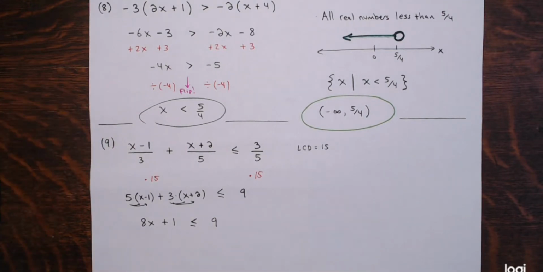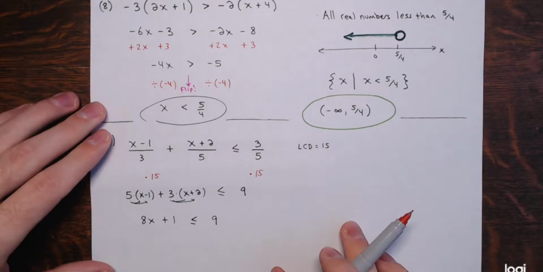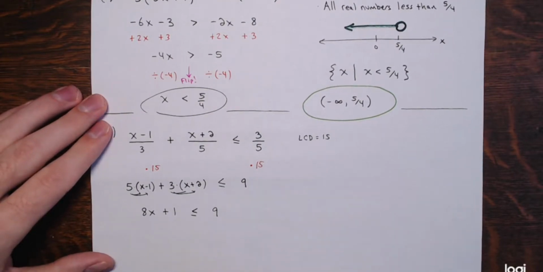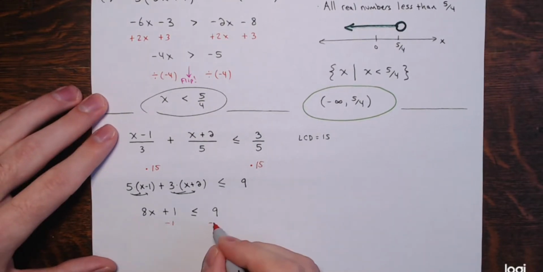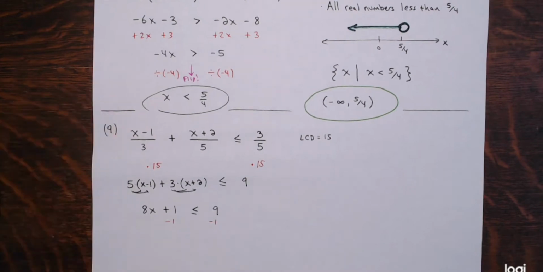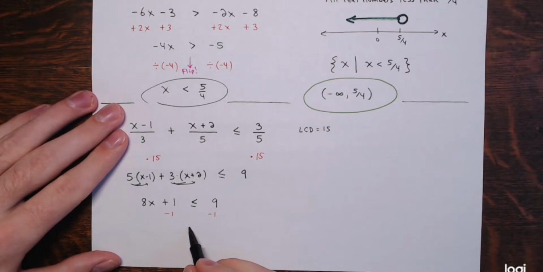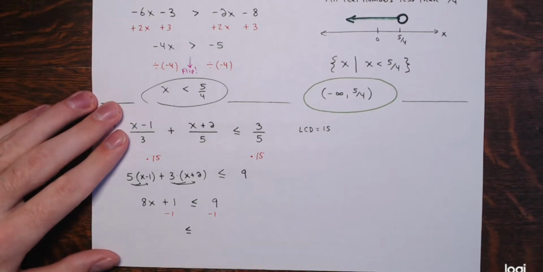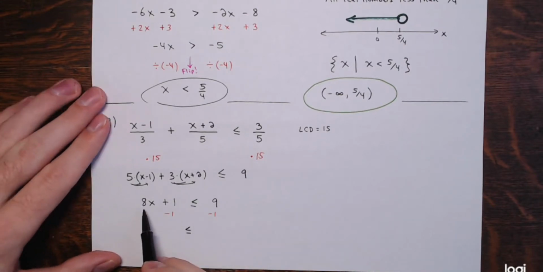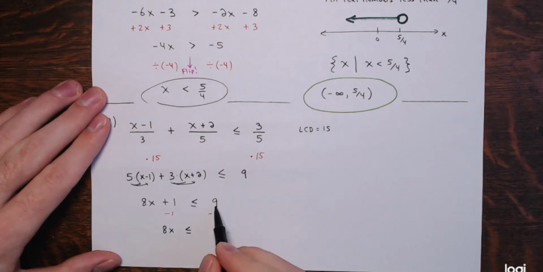All right. Now I'll do some addition or subtraction to get the terms of the variable on the left side here. So I'd subtract 1 from both sides. Now that's just subtraction, so still the inequality symbol remains the same. Right? It still is less than or equal to. On the left side I have positive 8x. On the right side 9 minus 1 is positive 8.